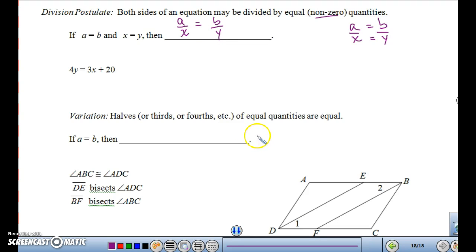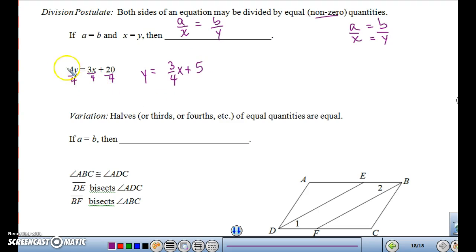Now, we use this all the time when we are dealing with solving equations. 4y equals 3x plus 20. Well, if we're solving this for y, wouldn't we divide this by 4? Now, can we just divide the 3? No, we've got to divide the entire thing. Everything on this side also has to be divided by 4. So that gives me y equals 3/4 x plus 5.